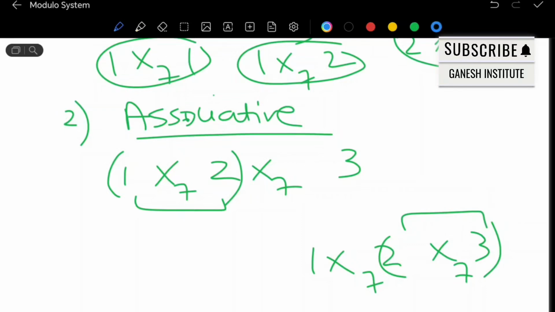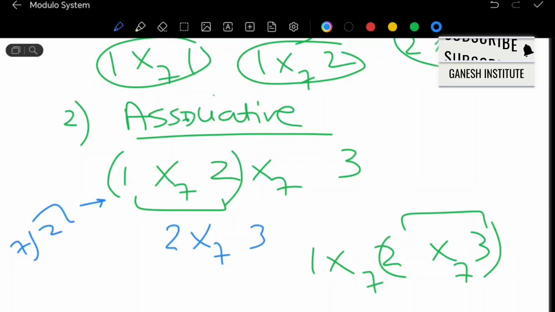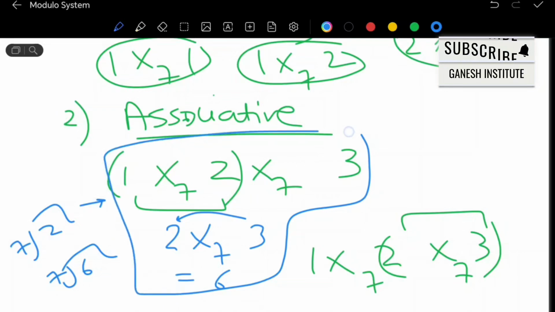So 1 multiplication modulo 7 2, what will it give you? 2 ones are 2, divide by 7, so the remainder is 2 only. Then multiplication modulo 7 3, so 3 2s are 6. If 6 gets divided by 7, again the remainder is 6. So the answer for this side is 6.